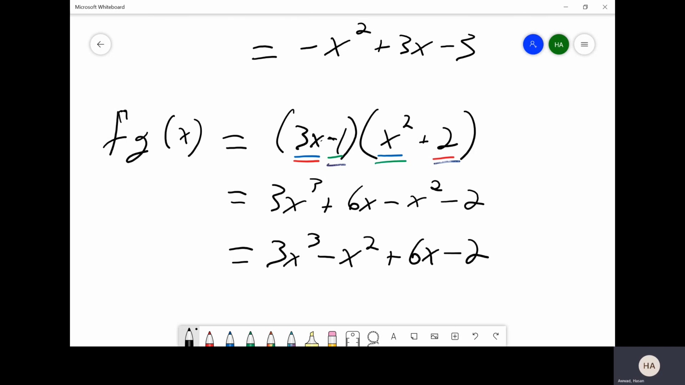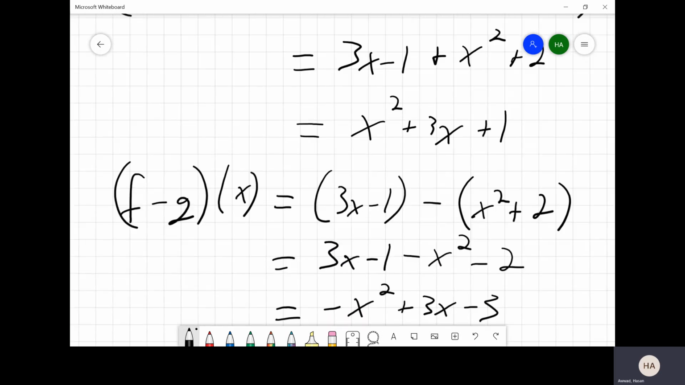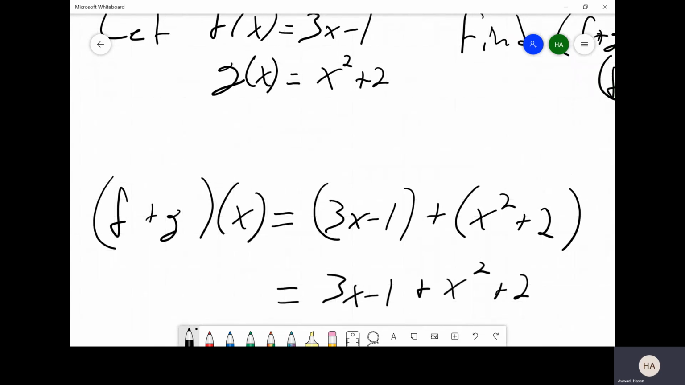Okay. For the sake of argument, I know I'm not doing an example of f divided by g. We haven't gotten to polynomial division yet.